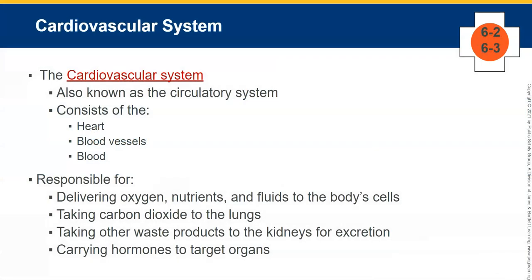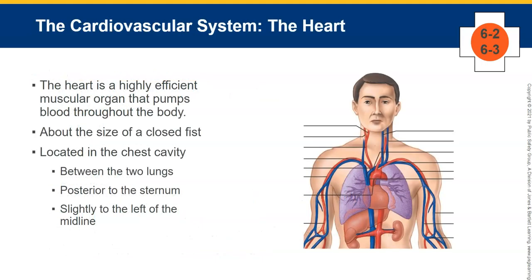So the cardiovascular system is also known as the circulatory system. It consists of the heart, blood vessels, and blood. It's responsible for delivering oxygen, nutrients, and fluids to the body cells while taking carbon dioxide to the lungs and carrying waste products from all over the body to the kidneys for excretion. It also plays a crucial role in carrying hormones to target organs.